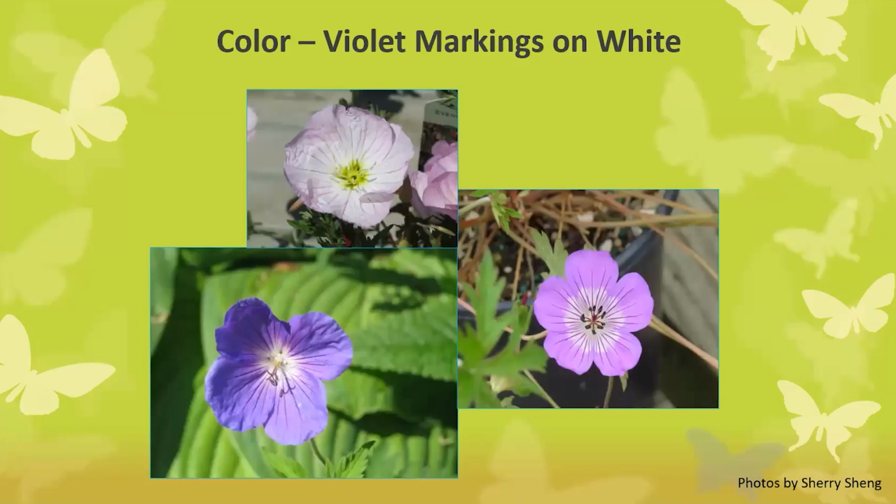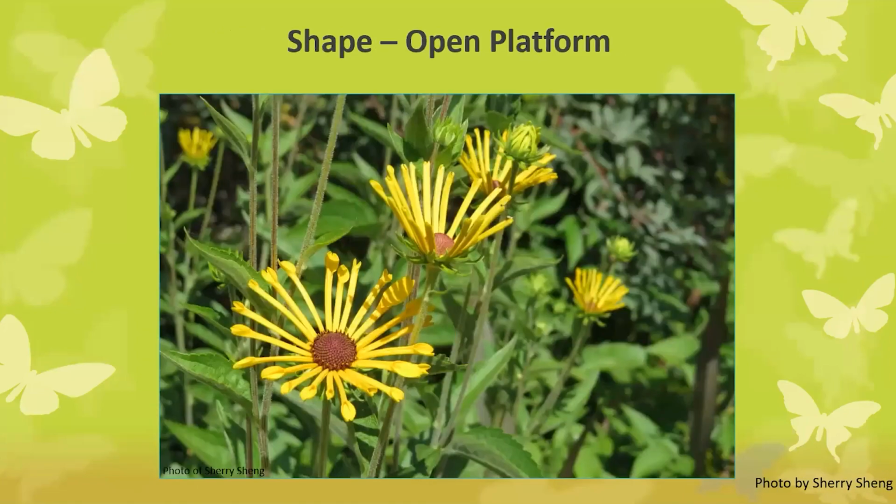They also like flowers with a violet color marking on white. So you may be looking at these flowers and thinking they look blue, pink. Well, the violet markings are on white near the center of the flowers. There are also 4 shapes of flowers that the bees particularly like.